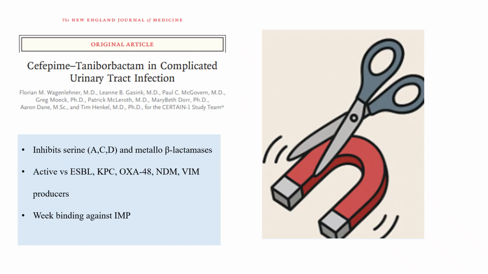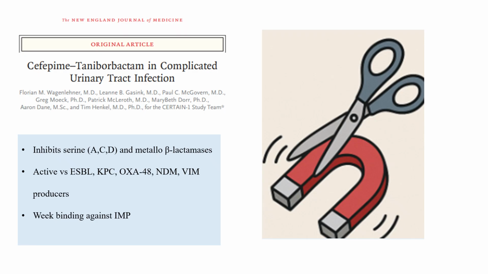So there is another interesting antibiotic, cefepime-taniborbactam. Taniborbactam is a boric acid derivative, a third generation beta lactamase inhibitor. We discussed about it. It acts like a magnet. It will actually attract the beta lactamases and bind to it, and won't detach from the beta lactamase quickly. So one of the advantages of cefepime-taniborbactam is, besides inhibiting ESBLs, KPC, and OXA-48, it also had some activity against NDM isolates, not all NDM isolates, but some NDM isolates.